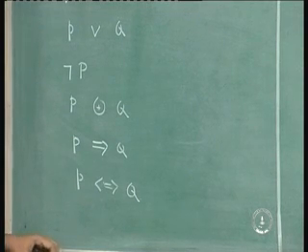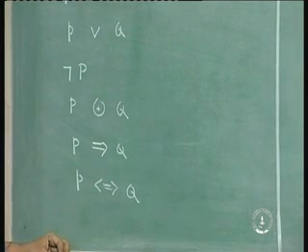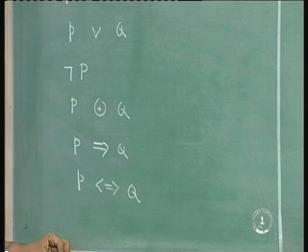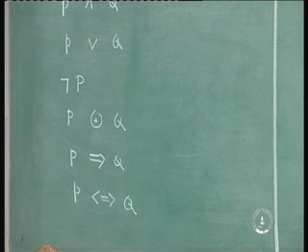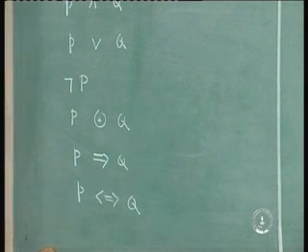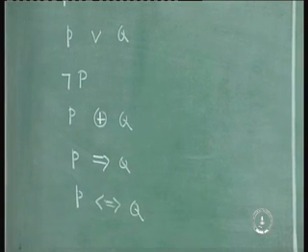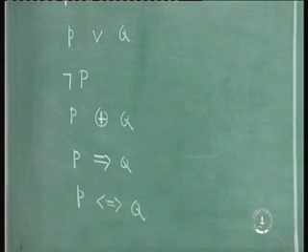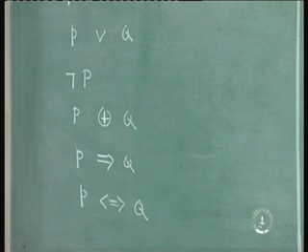To recall what we studied earlier, P and Q is true only when P is true and Q is true. P or Q is true when either P is true or Q is true or when both of them are true. It is false only when both P and Q are false. Not P is true when P is false and not P is false when P is true. The exclusive OR operator we consider like this: P exclusive or Q. This compound expression is true if one of P and Q is true and the other is false. It will be false when both of them are true or when both of them are false.